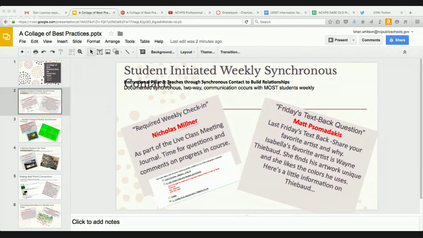Great. So this would be another student-initiated contact. One thing that Nicholas is doing as well, and I told him, he comes up with the best ideas. I feel like I have great ideas all day long, but I don't always put them into practice, and he seems to always be able to put his into practice. It's really cool, some of the things that he's doing.